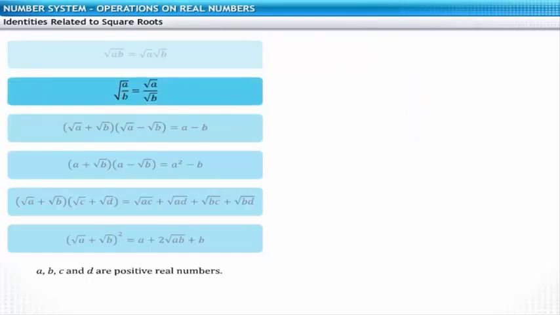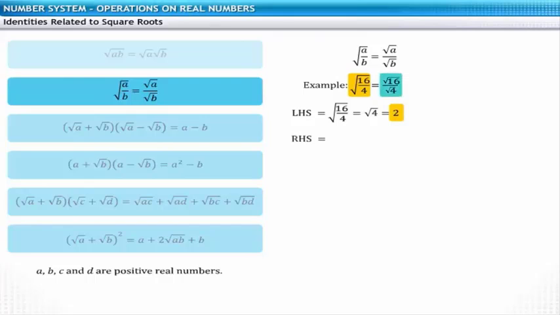The second identity is the square root of A divided by B is equal to the square root of A divided by the square root of B. Let's take this example. The left-hand side of the example is the square root of 16 divided by 4, equal to the square root of 4, which is equal to 2. Similarly, on simplifying the right-hand side, we get 2.